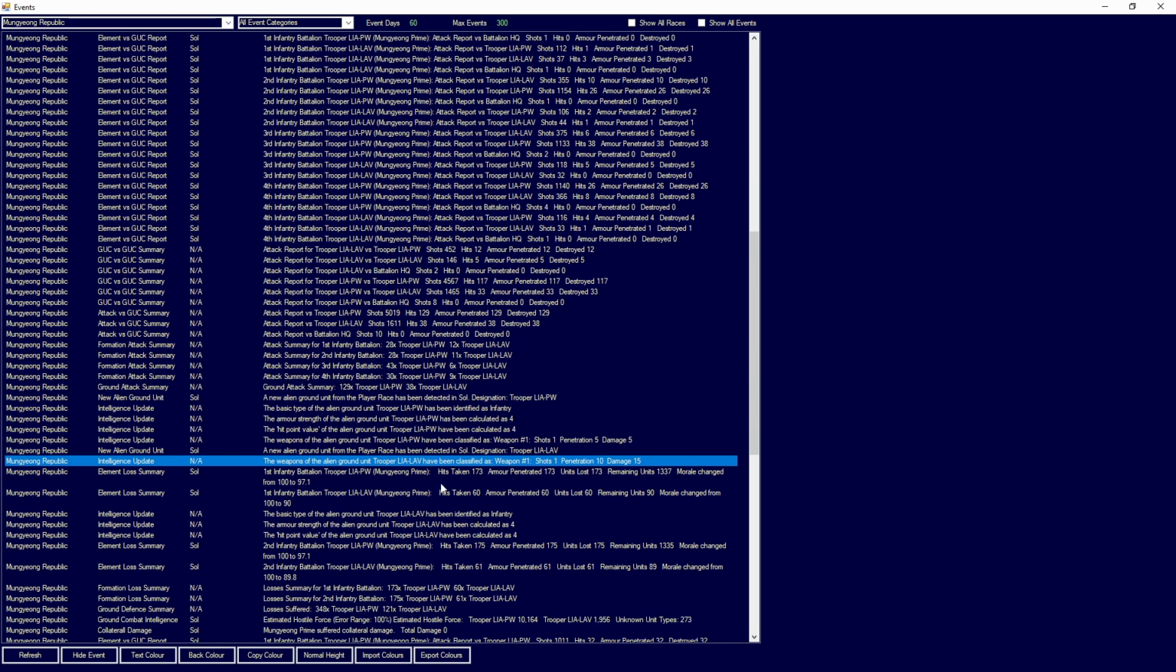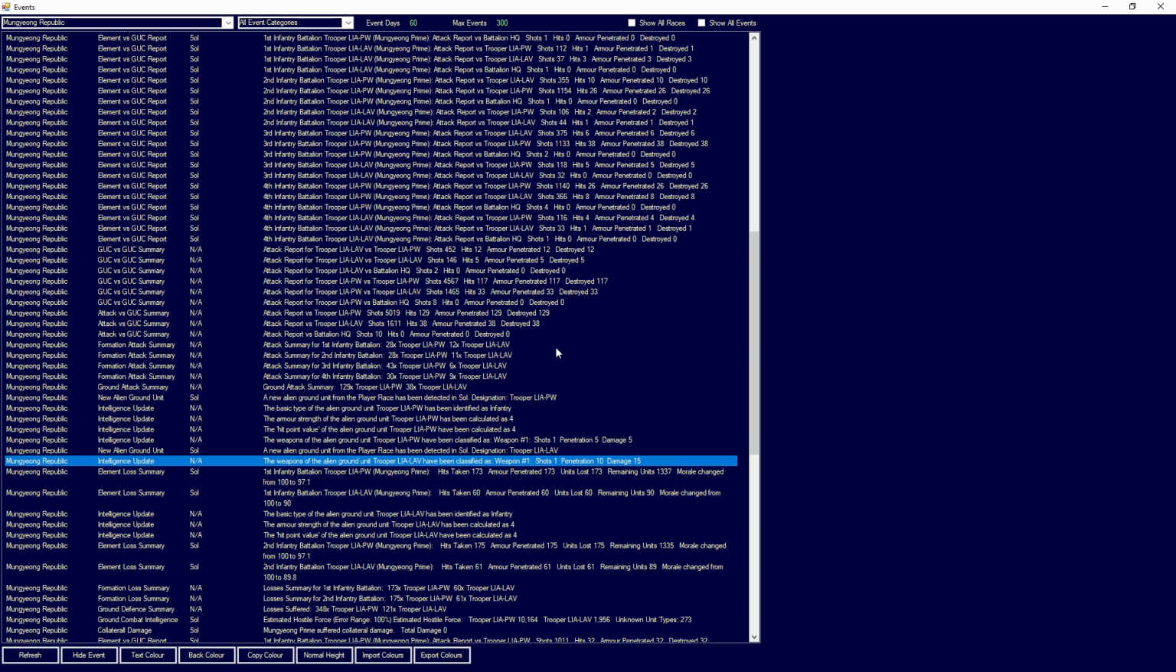So we took about 300 or so hits, and if we look at the attack summary, we dealt about 170, about the same amount of hits, but we just weren't able to penetrate or do enough damage. We were able to penetrate, we just weren't able to kill them. We got unlucky with our rolls.